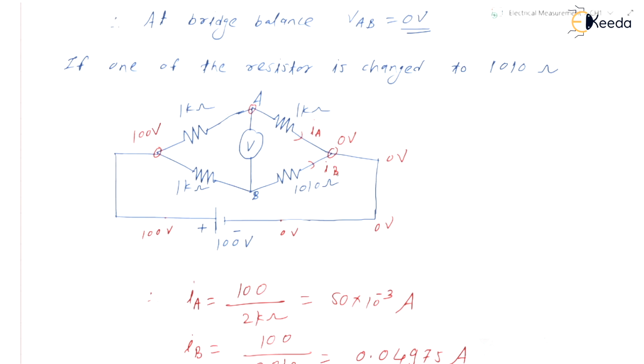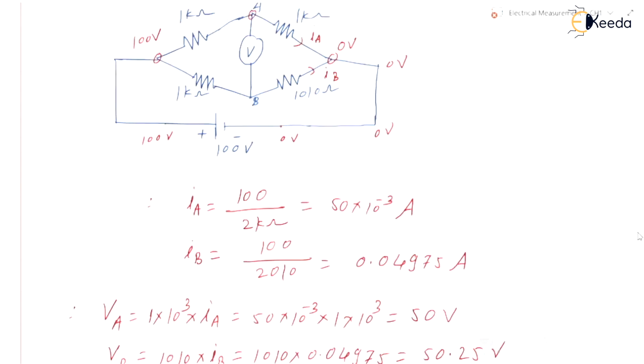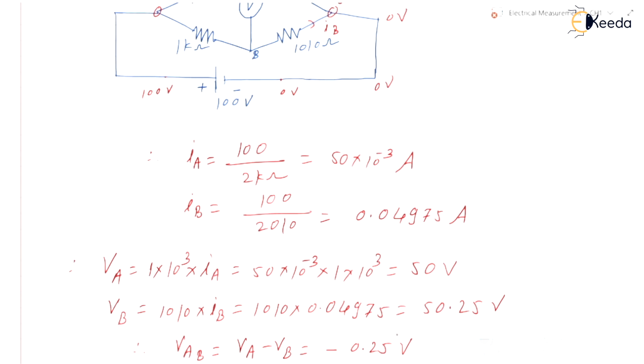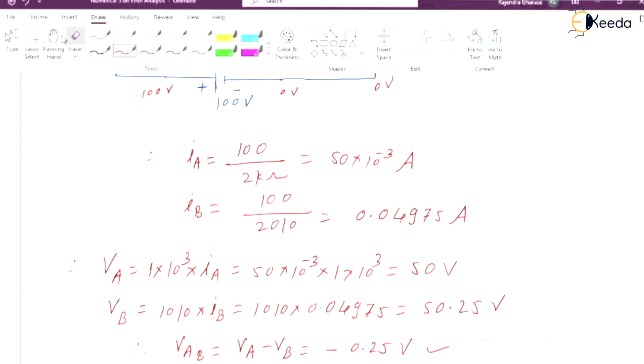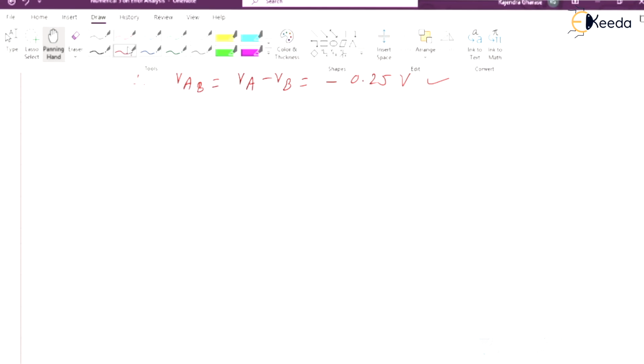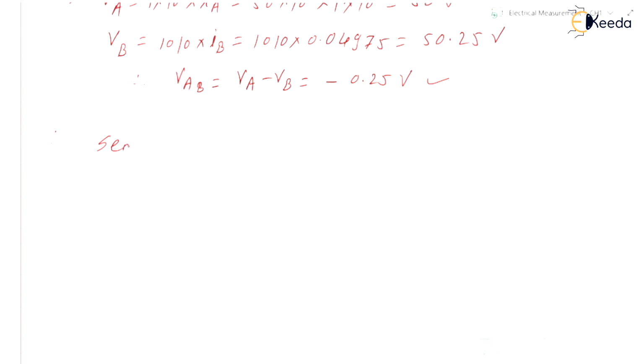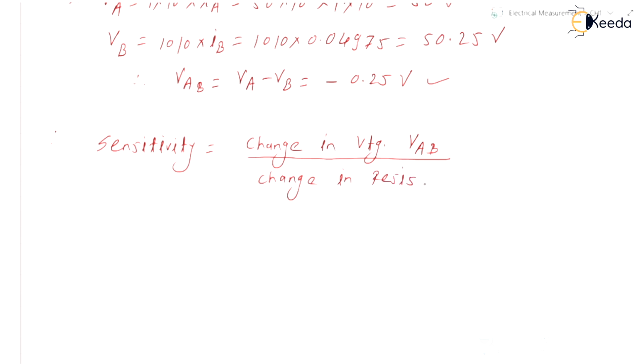Instead of this 1010, if you consider the other resistor as 1010, then VAB would have been positive. But no problem, the change in the voltage, now VAB is 0.25. Here initially the VAB was 0. So now can we write the sensitivity in terms of voltage divided by resistance? Therefore sensitivity is equal to change in voltage, that is VAB, divided by change in resistance.